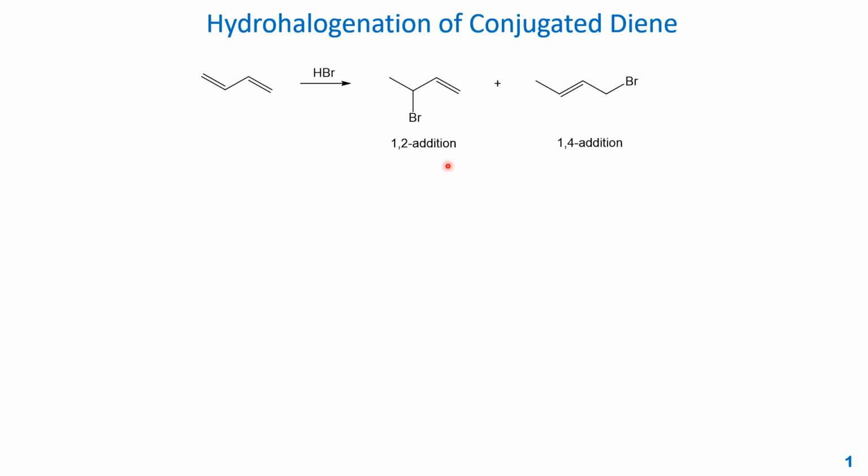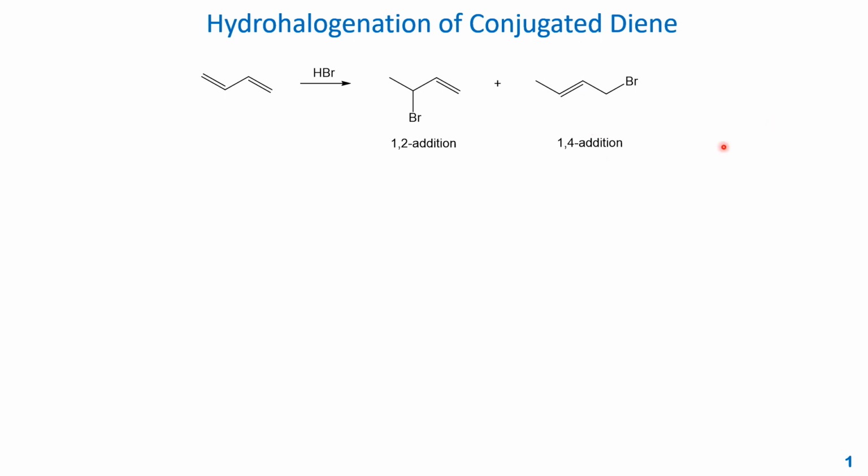We call this 1,2 addition because if we look at the number of the vinylic carbons, we have 4 vinylic carbons, 1, 2, 3, 4. If the hydrogen and the bromine add to carbons 1 and 2, that's 1,2 addition. If the hydrogen and the bromine add to carbons 1 and 4, that's 1,4 addition. Also, you can notice that the double bond in the 1,4 addition product actually shifted to between carbon 2 and 3.